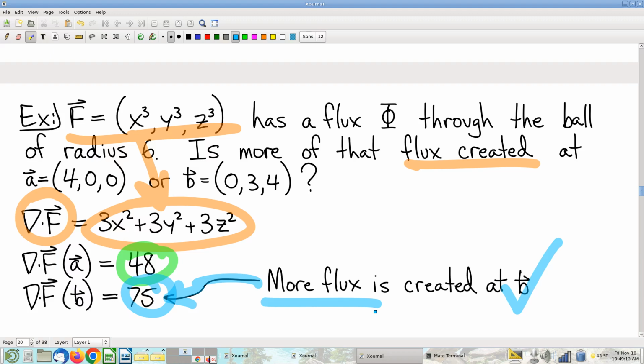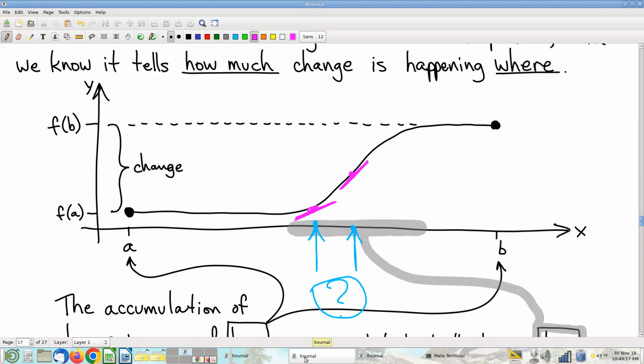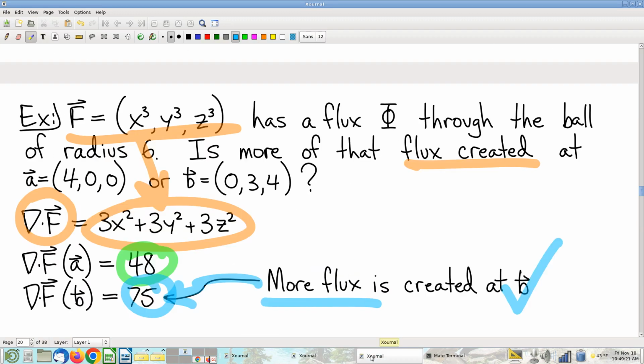Hard to visualize what that means. Hard to sort of see it in the same sense that we see change, right? But it's the same. It's analogous in all those ways. All right, everybody happy with that?